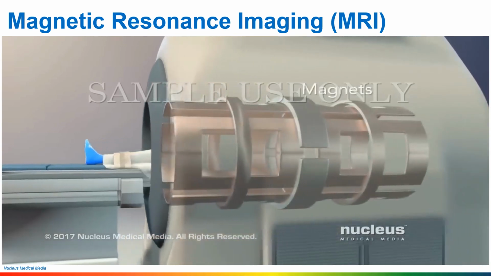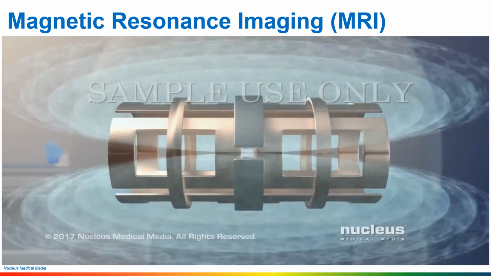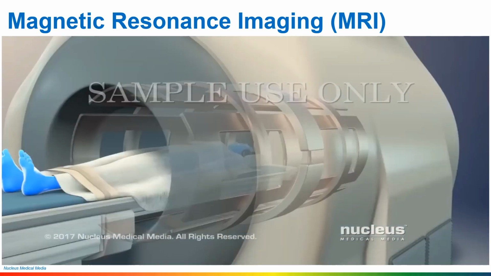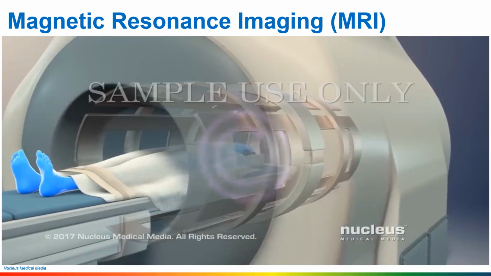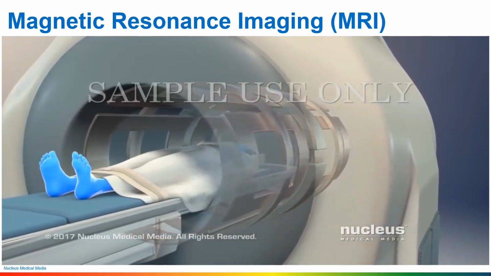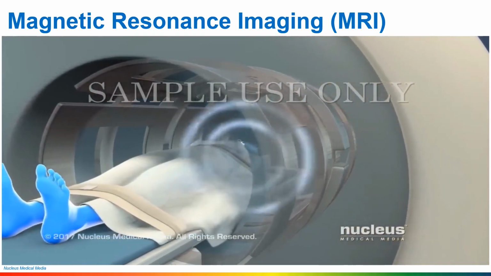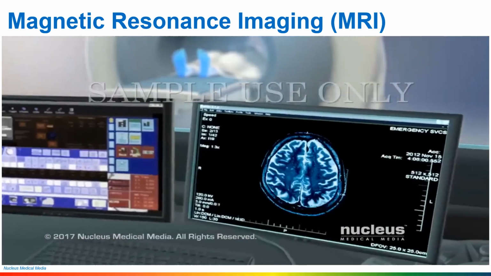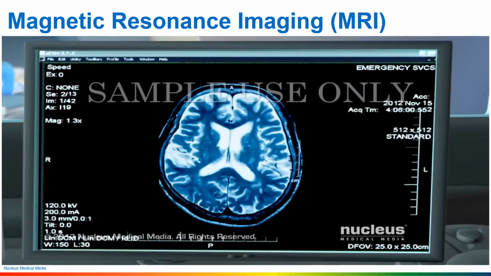During the scan, magnets in the machine will create a strong magnetic field. This will not harm you. Then, the scanner will send radio waves through your body. This will not harm you. When the radio waves are turned off, the scanner will pick up energy signals from your body. These signals are used to make the pictures.